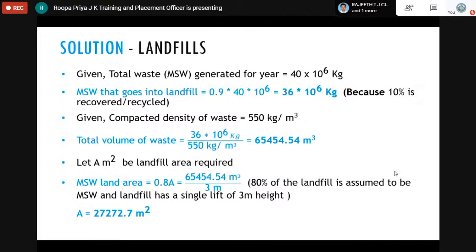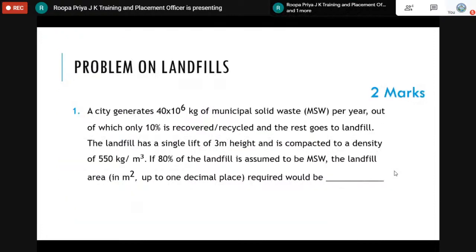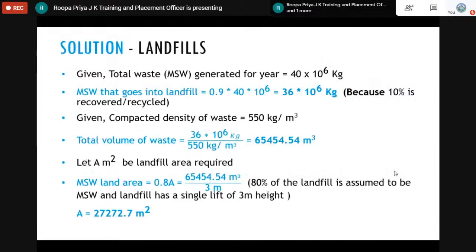We also have the compacted density of the waste given in the problem. According to the problem, the landfill has a single lift of 3-meter height and is compacted to a density of 550 kg per meter cube. So let's use this value and find out the volume of the waste.